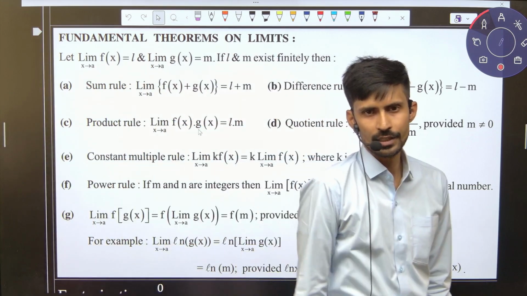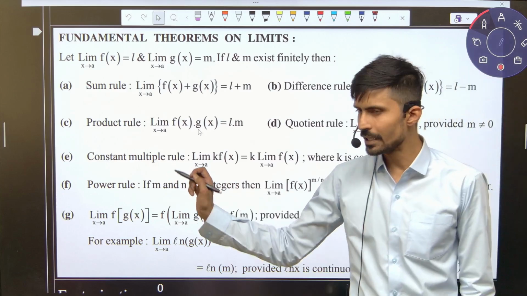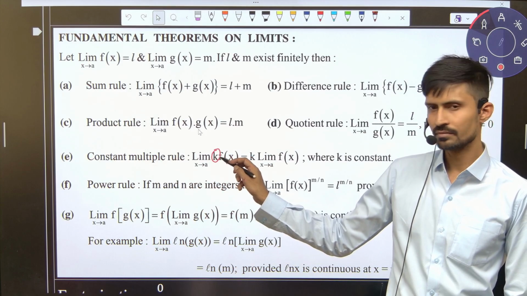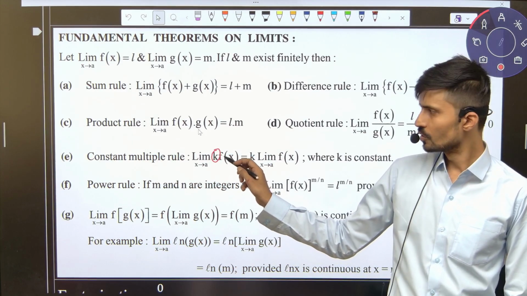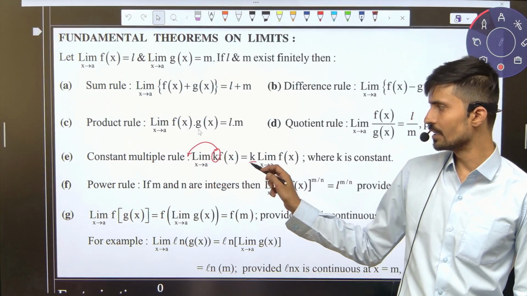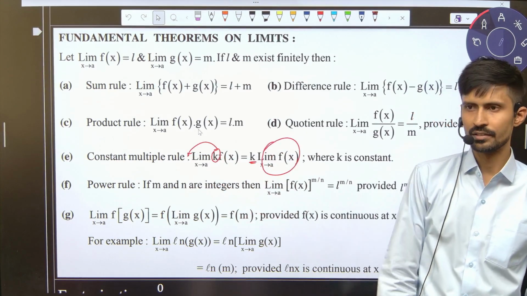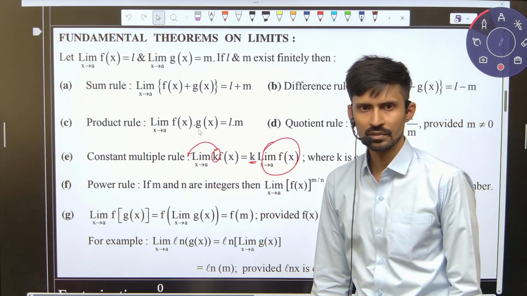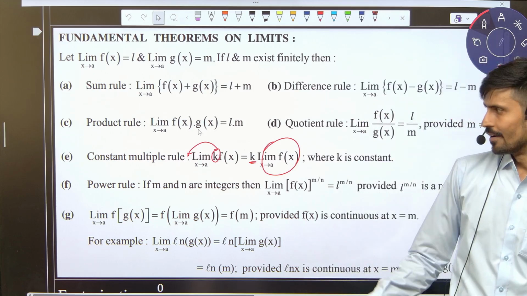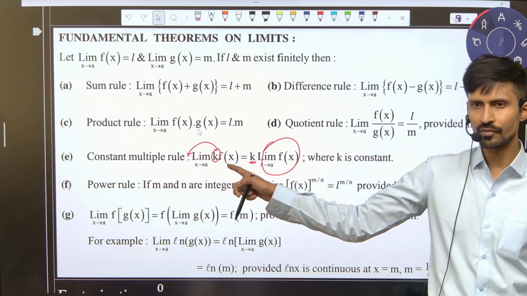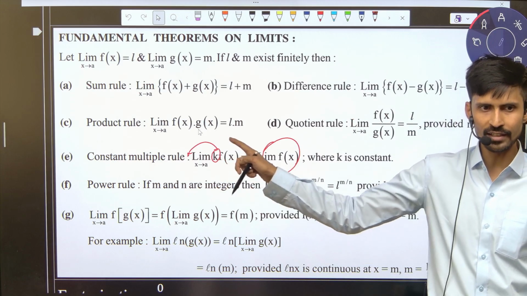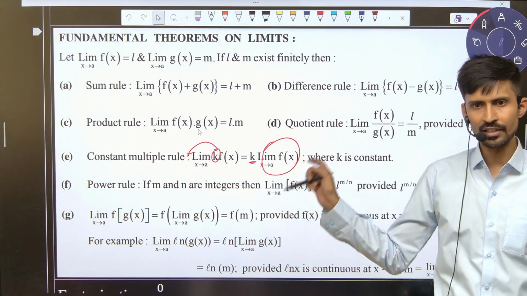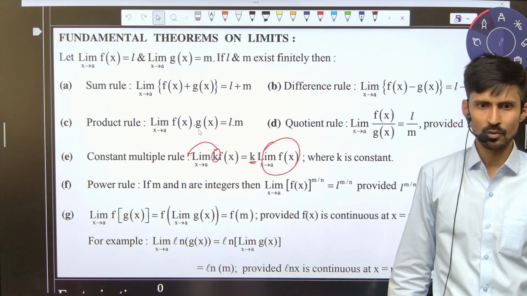Now this part, see, the constant multiplication rule is saying: suppose one constant number is there into fx. That constant number you can write outside the limit and then solve the limit. So if any constant number is multiplying with a function and you have to find its limit, that constant you can take outside, then you can find the limit. That is allowed.